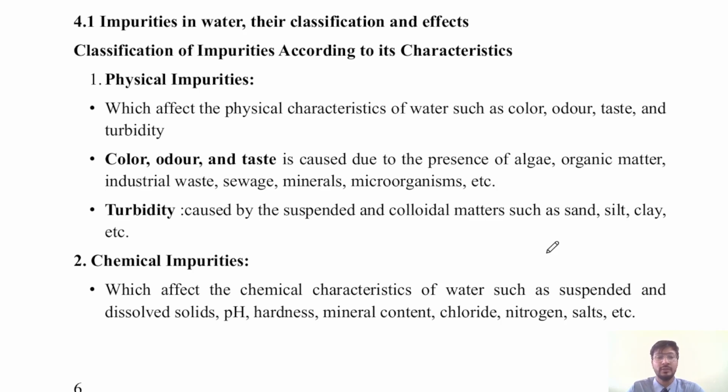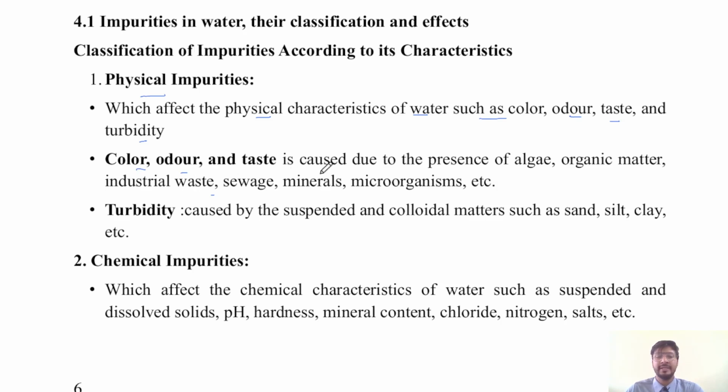Classification according to characteristic. We broadly divide impurities into three types. One is physical impurities, second one is chemical impurities, and the third one is bacteriological impurities. Physical impurities affect the physical characteristic of water such as color, odor, taste and turbidity.